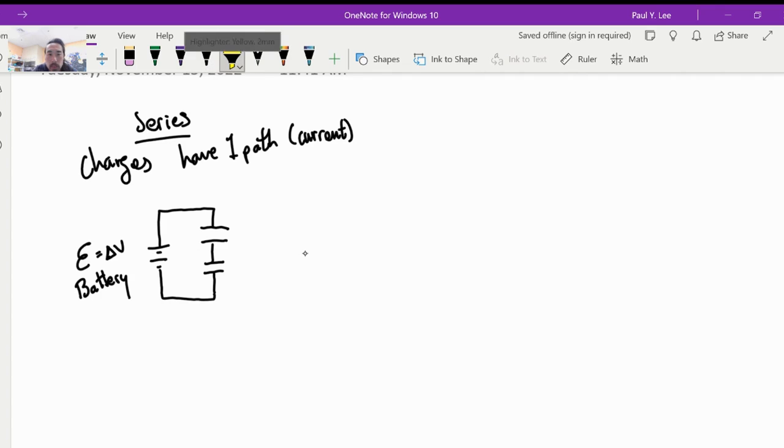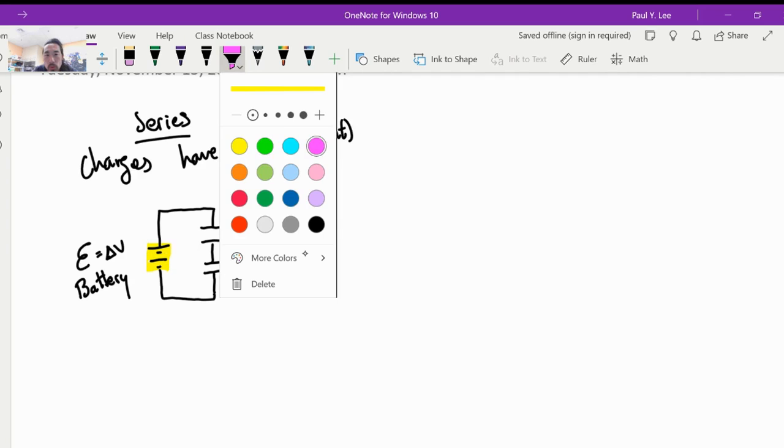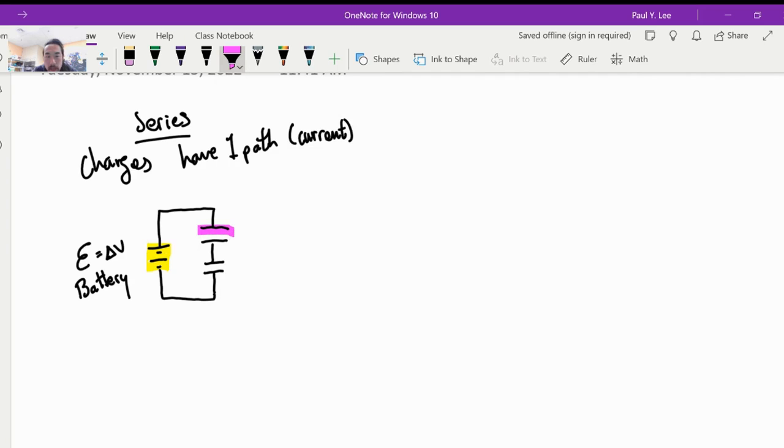Just so that we're all on the same page, I'm going to highlight this part right here. This is the EMF source, and I'm going to highlight my two different capacitors. I have a capacitor here, and a capacitor here. For the sake of this video, and to make the math a little easier, we will say that this EMF source is a 9-volt battery, and each capacitor, which we'll call C and C, are both identical capacitors.